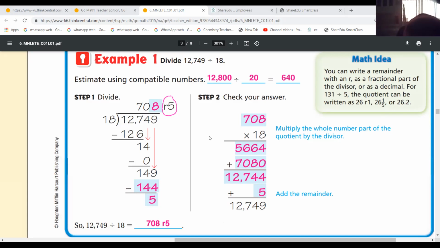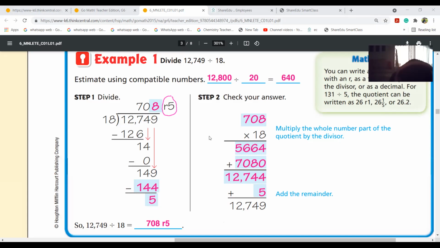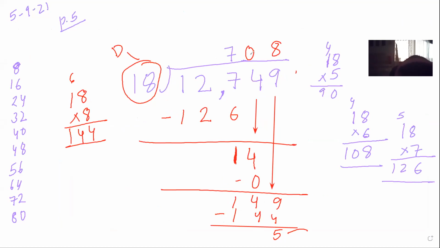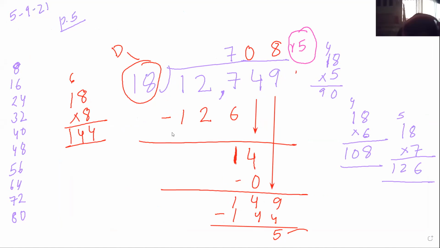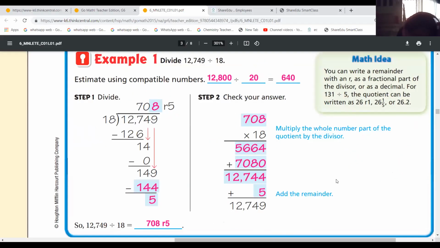See, if I go back here to my white screen, I write here remainder R5. Always, if there is a remainder, you just write it next to the quotient. Okay. Please complete this and see how you check your answer.